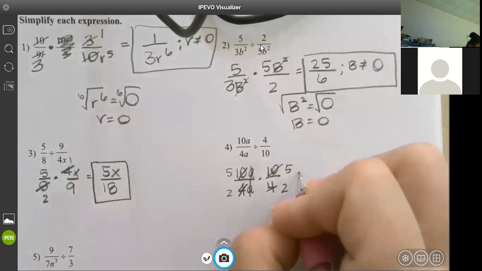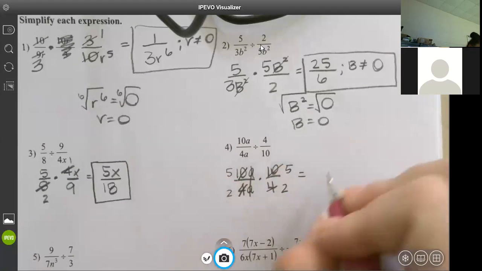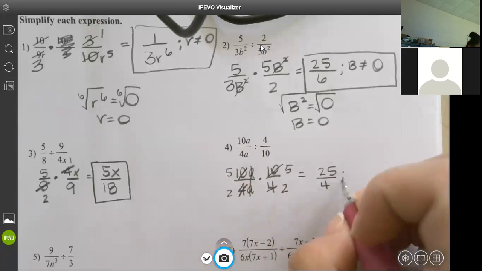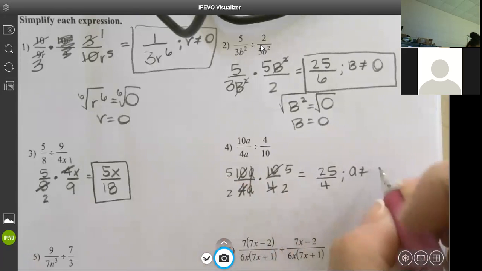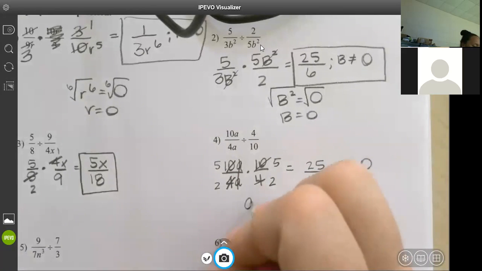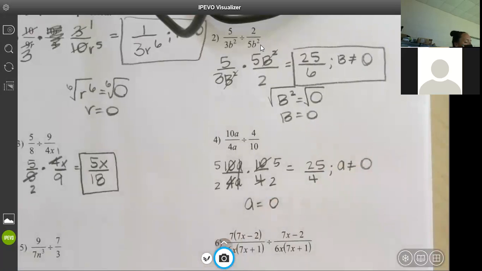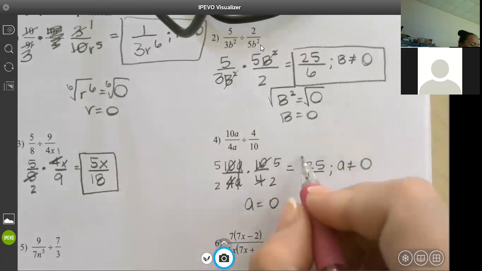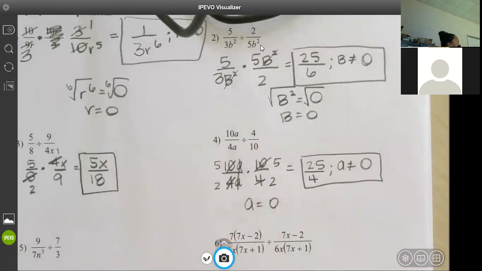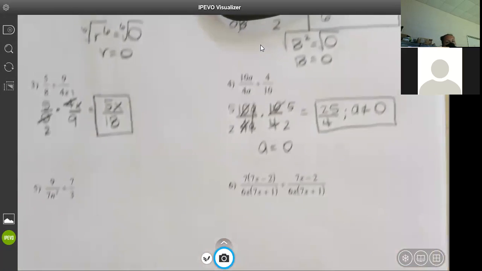When we finish marking out, we multiply straight across. 5 times 5 is 25. 2 times 2 is 4. We had a point of discontinuity at 0. Why was it 0? Because we marked out a. Remember, we set whatever we mark out equal to 0. And then there was no variable in the bottom, so there's no vertical asymptote. That's it. All right, same thing on the next one.